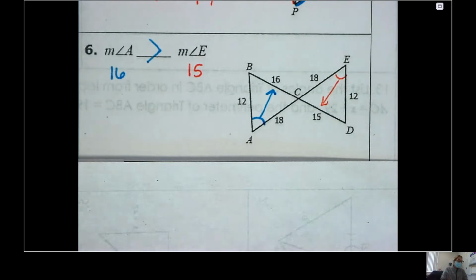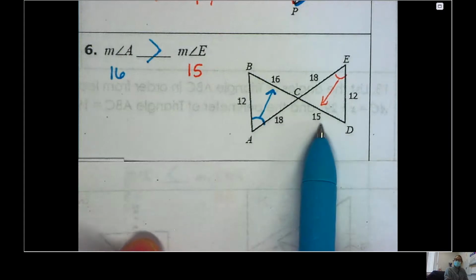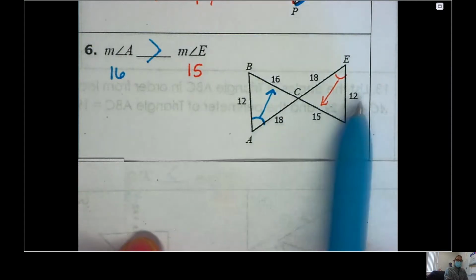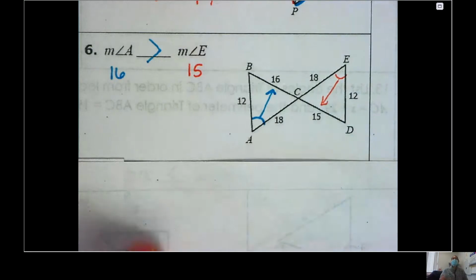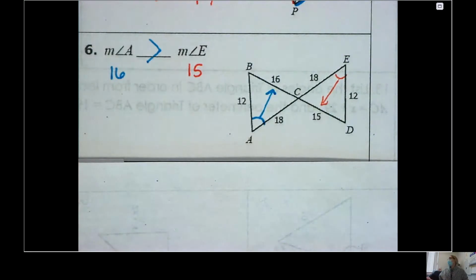Also, another way to look at it too is it should be the only number that's different, right? Because this one has 12 and 18. This one has 12 and 18. So you don't want to pick the same number. You're going to pick the one that's the different one. It's another way to see it too.